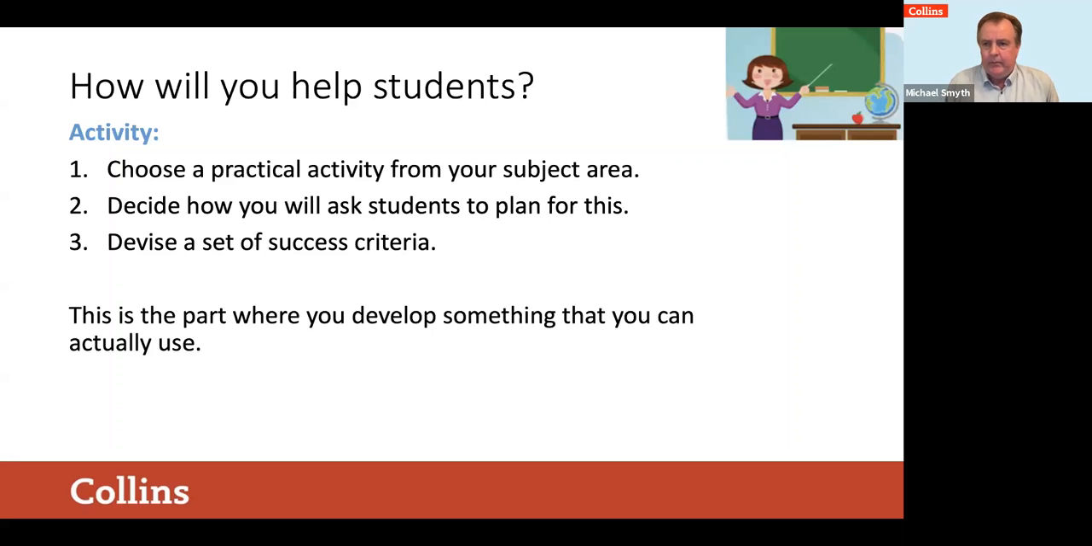So you're going to set the context, the first one. The second one, what do you want them to do? You maybe don't want them to draw up an entire plan. You might want them to just, for example, identify the variables and then devise a set of success criteria. And a lot of people get confused when they hear about success criteria. What are success criteria? Well, it's a list.